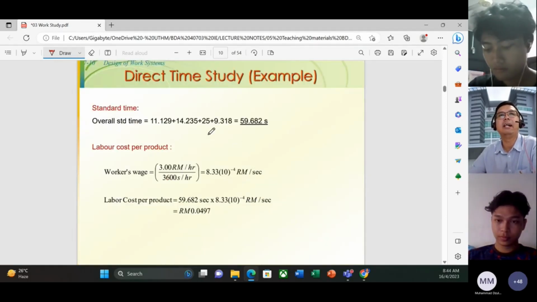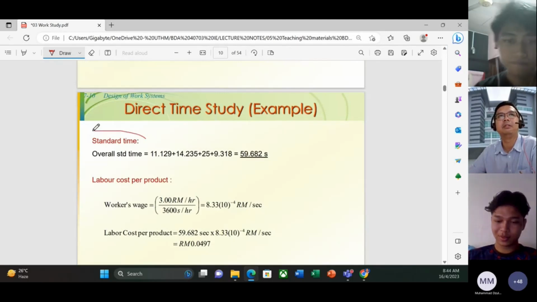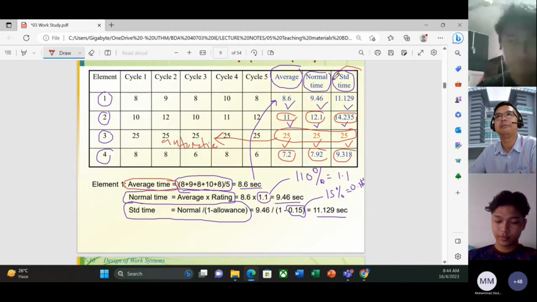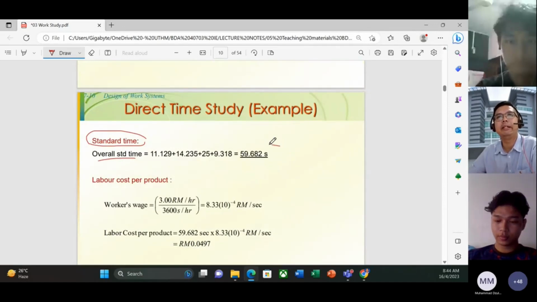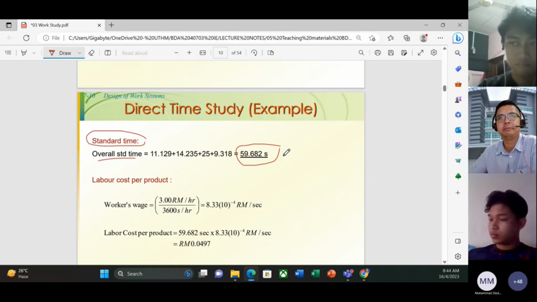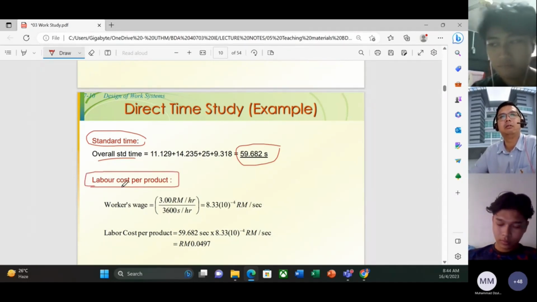So we calculate the standard time. What is the standard time? The overall standard time, or total standard time. Look at the standard time here. So calculate the overall standard time. We will get 59.682 seconds. So for question number 1, we want to compute the total standard time. And for question number 2, we want to determine the labor cost per product. In order to get the labor cost per product, please look at the question.